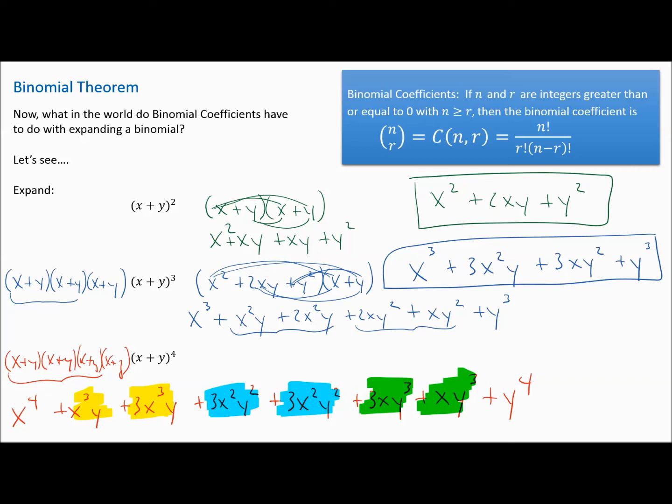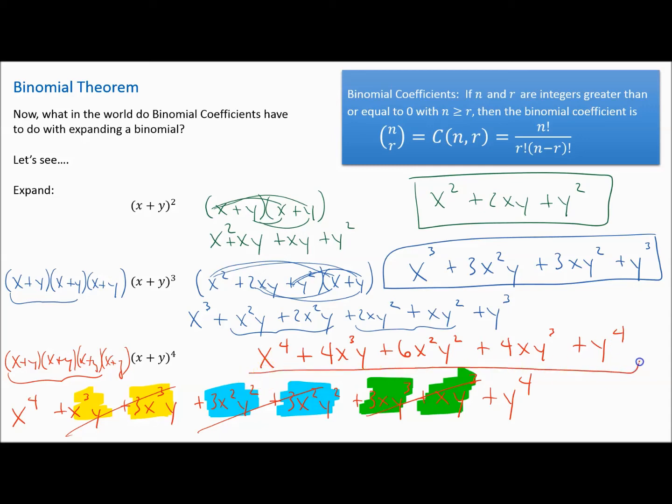Okay, so in red, here we go. My answer is x to the fourth plus x to the third y plus 3x to the third y, which gives me 4x to the third y. Then these x squareds, y squareds give 6x squared y squared. Plus 4xy to the third. Plus y to the fourth. Okay, I'm going to rectangle that off. Now anything that's not in a rectangle is just scratch work.